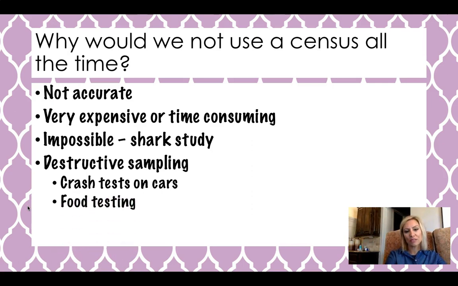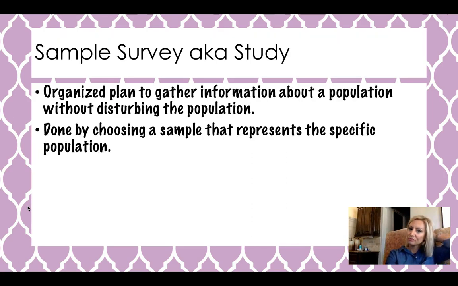And another example of this might be food testing. If we were analyzing food that was produced and we were testing it, to do a census would mean to test every single piece of food that's produced. And again, we would have nothing left to sell. So a census is not really feasible in most cases. Instead, we use statistics to take a sample and use that sample to determine something about our population of interest.